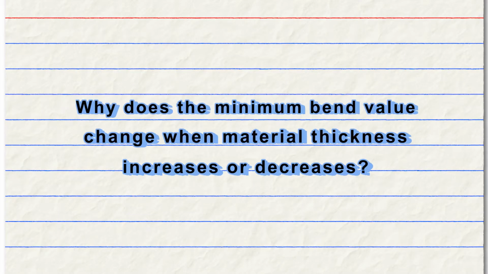All right, next question. So why does the minimum bend value change when material thickness increases or decreases? When bending thicker material, we need to use a larger die. And using a larger die, we have to place cutouts farther away from the bend to prevent stretching and deformation.